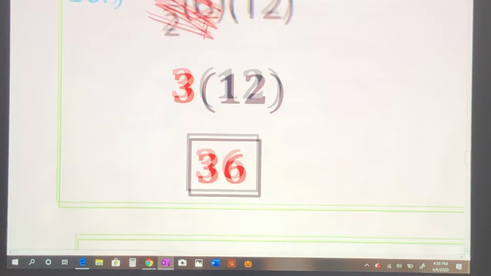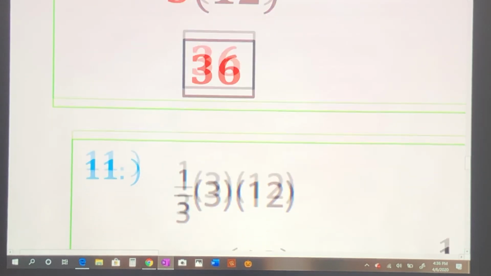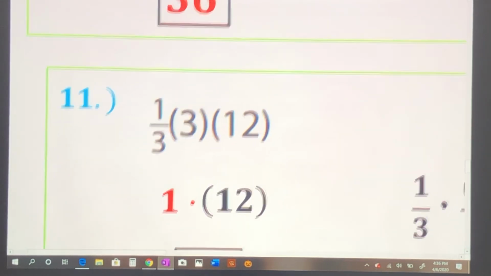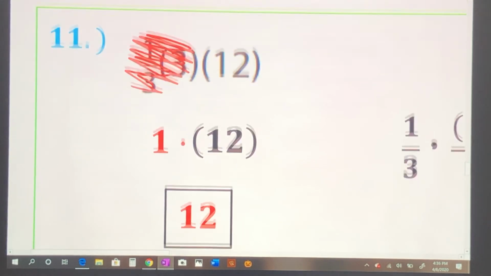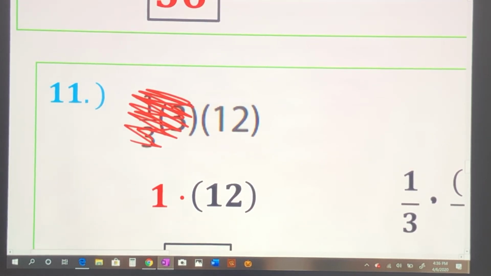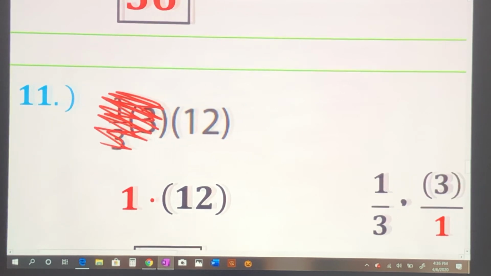Let's try number 11. Oh yeah, okay, you're saying a third of 3. A third of 3 is 1. 1 times 12 is 12. There's your answer. But if you forgot that, you could say, all right, let's do 1/3 times 3.